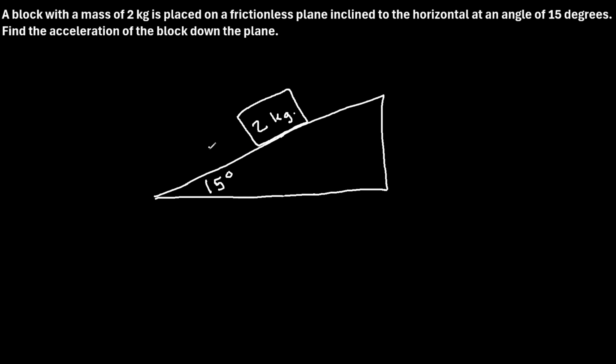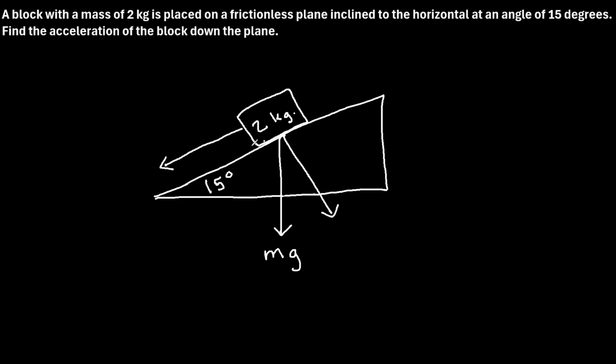Well, the first thing that we have to recognize is that there will be a force of gravity working directly downwards on this block. And this force of gravity is simply going to be equal to the mass of the block times gravity. So we'll say m times g. Now, when we have this force like this, we can actually break this down into two components, where one component will be the force that is directly perpendicular to the inclined plane, and the other component will be the force that is directly parallel to the inclined plane.